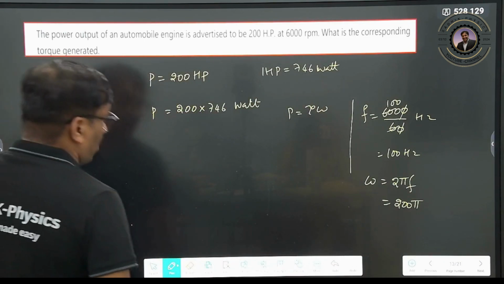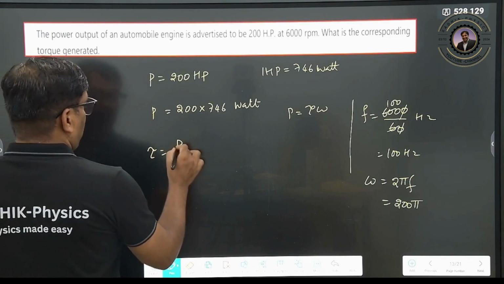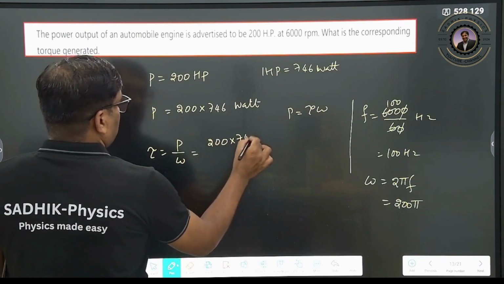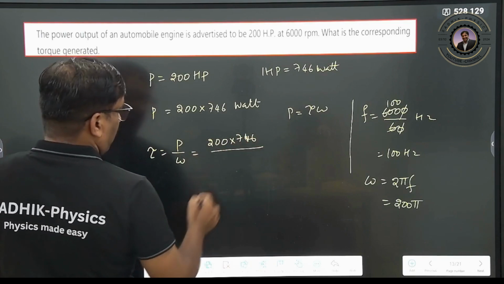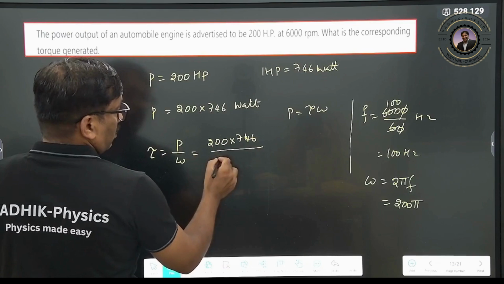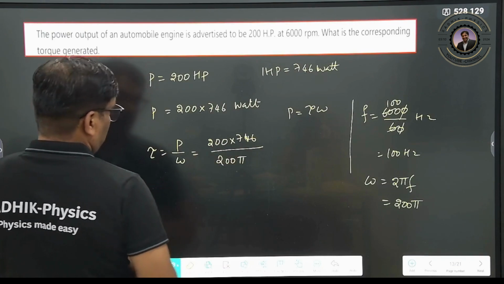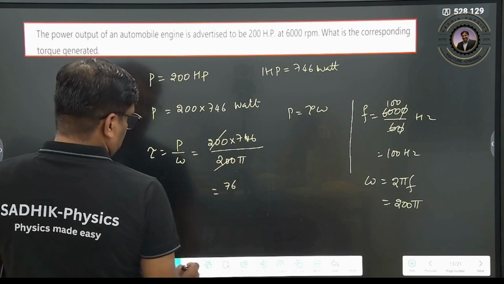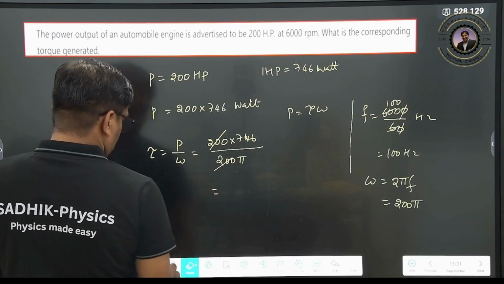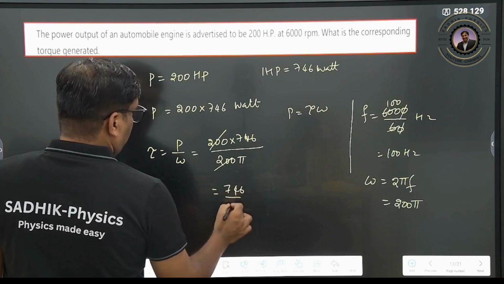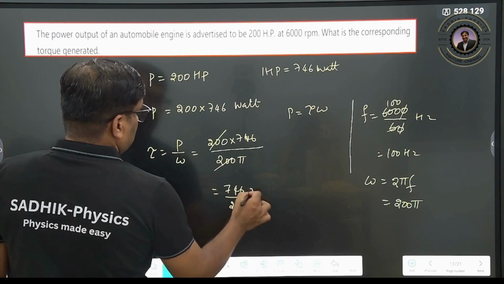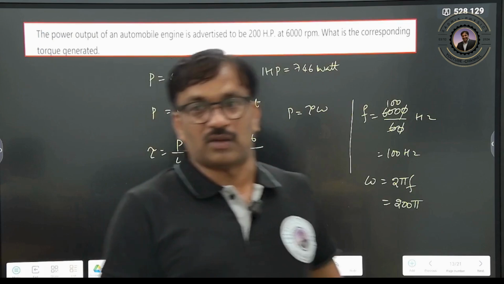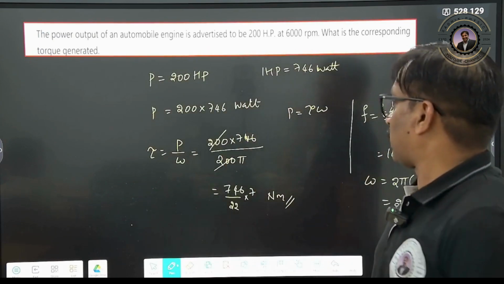Therefore we want to calculate the torque. So torque is equal to power by omega. Power is how much now? 200 into 746 divided by omega. Clear? So the 200 gets cancelled. 746 divided by pi, where pi means 22 by 7. Therefore this many Newton meter. So try to solve this problem. It's a very simple one, simple mathematics. Clear?